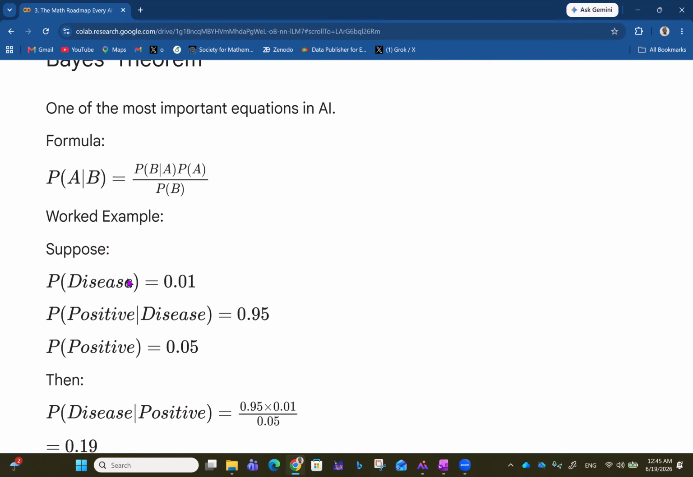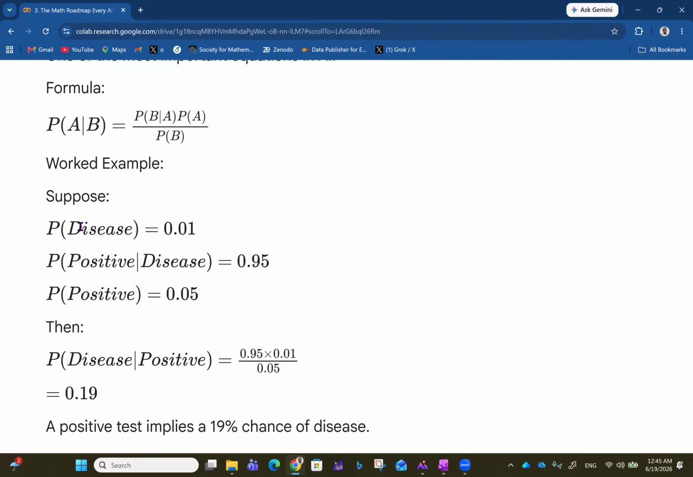And a worked example is here. Suppose that the probability of having a disease is 0.01 and the probability that somebody tests positive, given that the person has the disease, is 0.95. That means that the person is correctly diagnosed. Then the probability that someone is positive is 0.05.